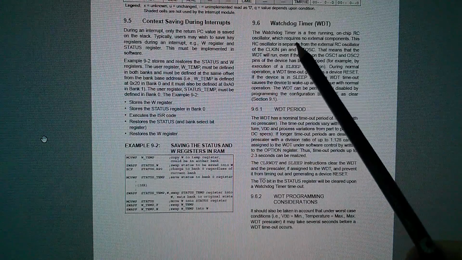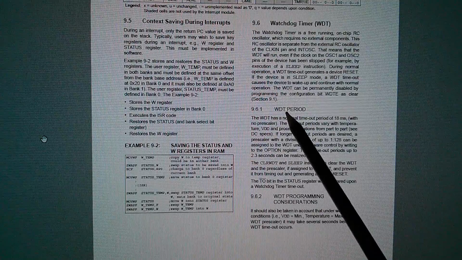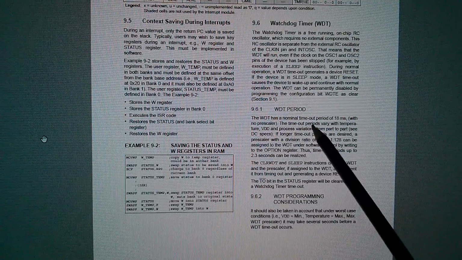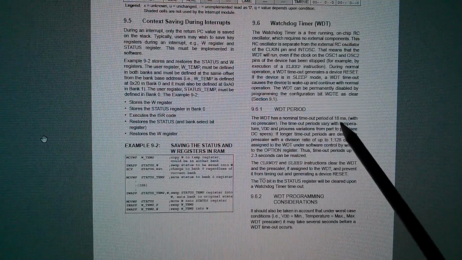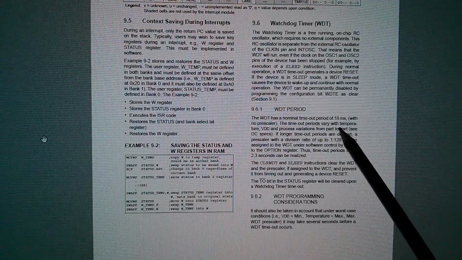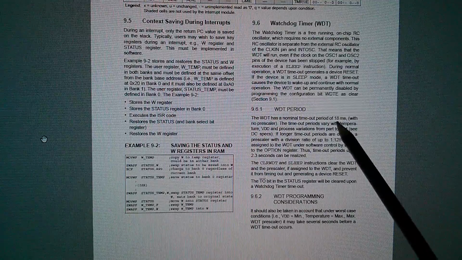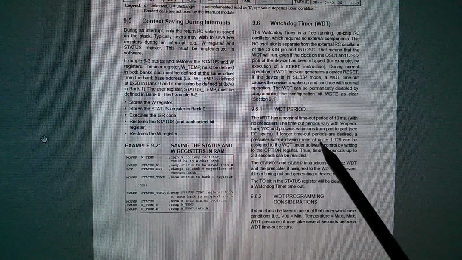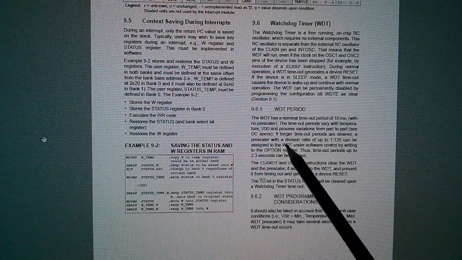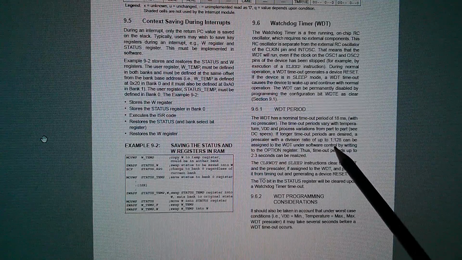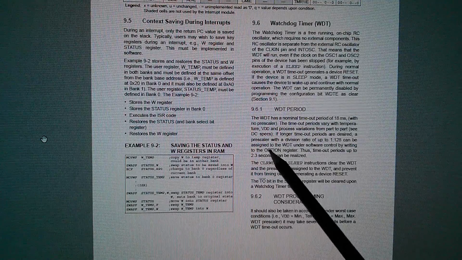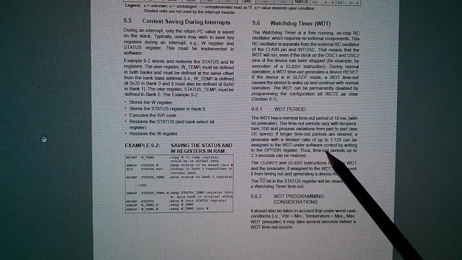Now, what about the watchdog timer? Well, watchdog timer period. The WDT has a nominal timeout period of 18 milliseconds. If I was switching that LED on and off every 18 milliseconds, you wouldn't see it. But it says if longer timeout periods are desired, a prescaler with a division ratio of up to 1 to 128 can be assigned to the watchdog timer under software control.